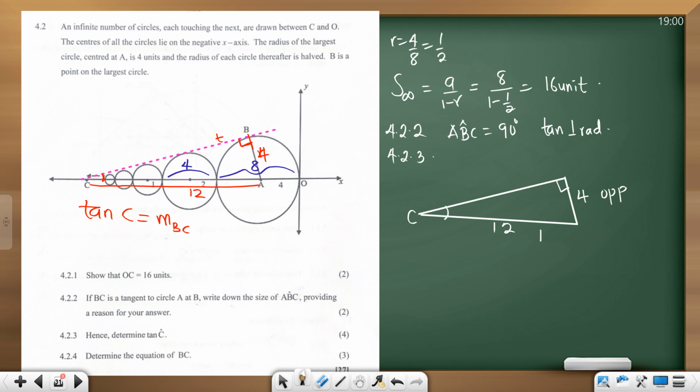This one is there. Hypotenuse. So it depends on us what we want to do. We can decide to find the angle and then find the tan of it, or we can use Pythagoras theorem to calculate this one first. It depends on us. Which one would be better?